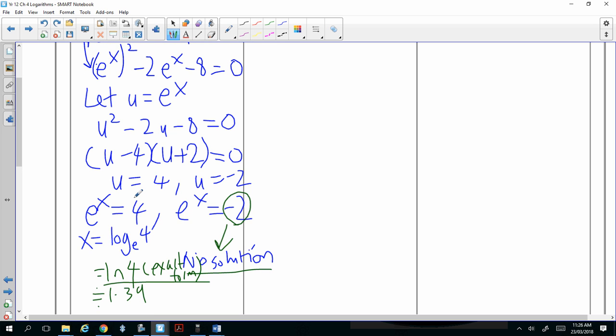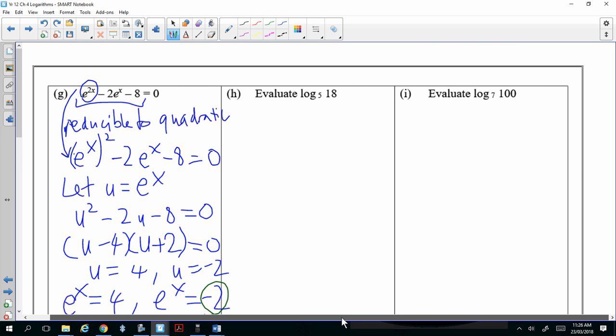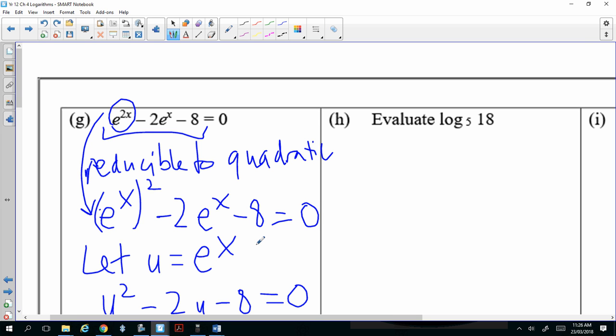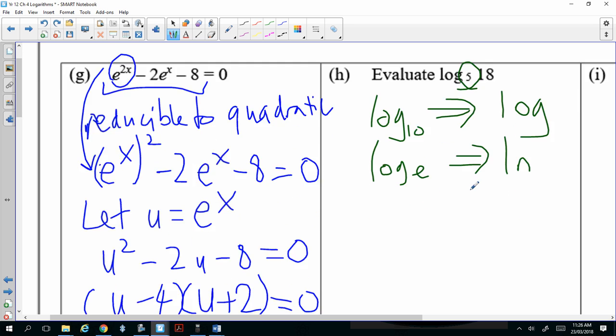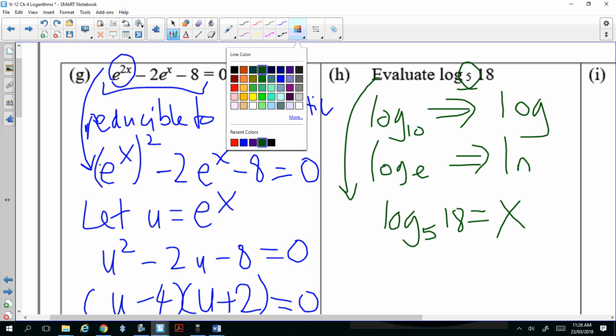Okay, good. Now, the next question: what if I want to calculate a log with a base other than 10 or e, right? We only have two buttons, log base 10 and log base e, which is the ln button, and then the log button. We need a button for log base 5 or any other base. So what we could do is let this be x. Then you write it in index form, and that becomes the familiar equation we know how to solve.